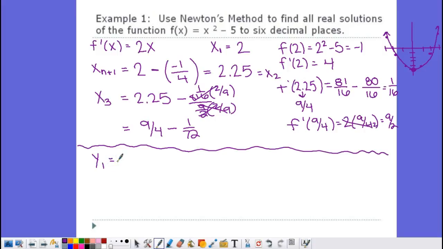You want to, in y1, enter the original function. So in your graphing calculators, in y1, go ahead and enter x squared minus 5. In y2, I want you to enter the derivative. So in this case, our y2 would be 2x. And then you're going to hit second quit and go back to your home screen.